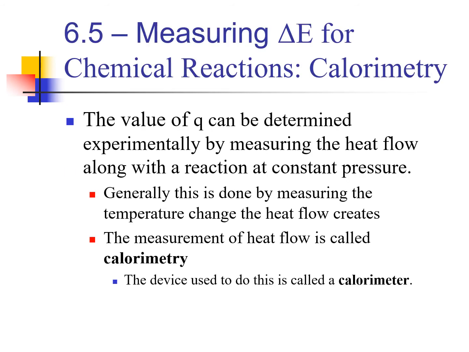Okay, this is a very, very, very short section. To find heat change, we do a process called calorimetry. To do calorimetry, we use a thing called a calorimeter. That's it. That's the section. So moving along to 6.6, enthalpy. This sounds way more complicated than it is.